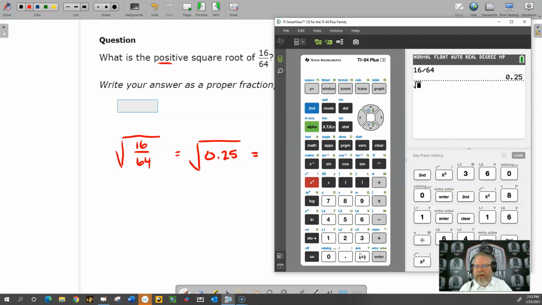Well, notice down here in blue, down by the negative sign, by the enter at the bottom, on this key just above it, it says ANS. That's for answer. So we're going to hit the second key because it's blue, and it's telling the calculator, take the square root of the answer, and the answer is the previous entry that we see right here. Hit enter, and it's going to give us 0.5.